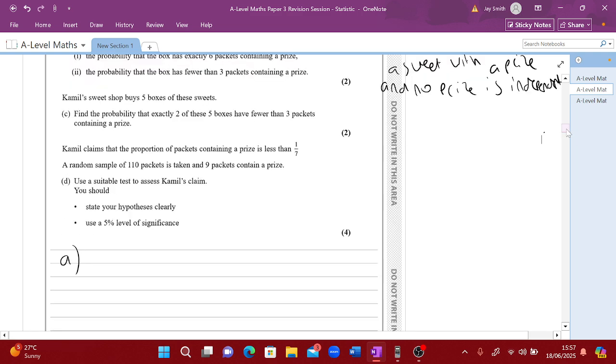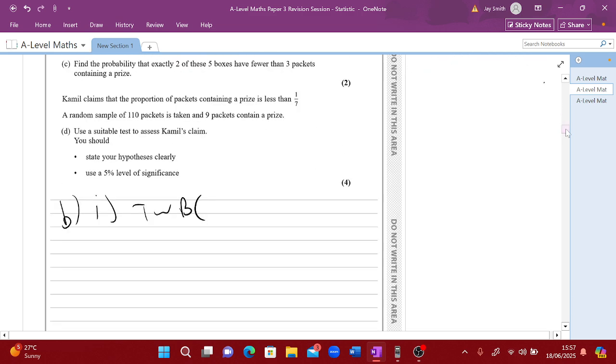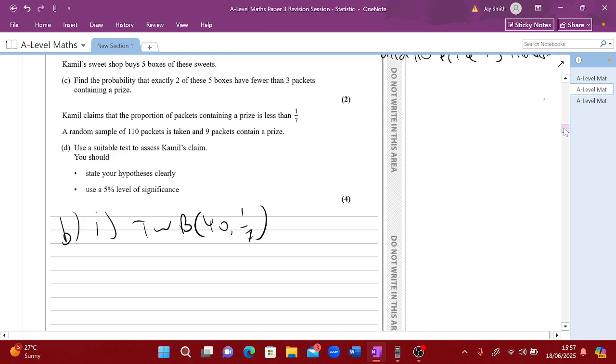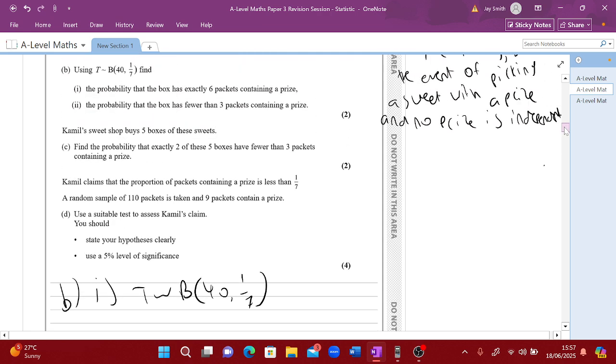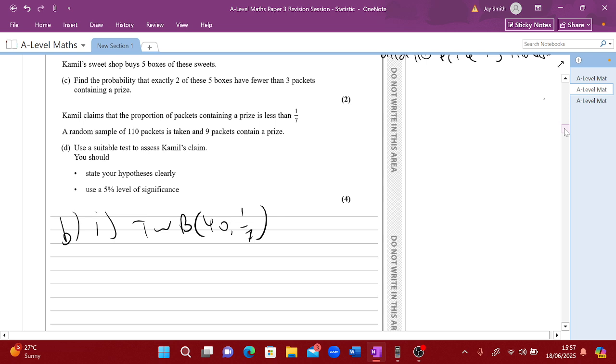Anyway, a box is selected at random. So I said part A up there, so I'm going to do part B. We have T, which is binomially distributed, 40 and a seventh. The probability that the box has exactly 6 packets containing the prize. The box has 40 packets, so the probability of 6 packets having a prize is going to be T equals 6.